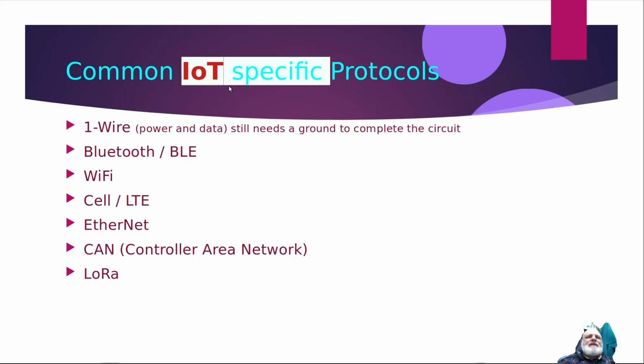So some of the most common things that we see for IoT are the one wire that we've discussed, Bluetooth or Bluetooth Low Energy, Wi-Fi, cellular, Ethernet, the CAN, and the LoRa.